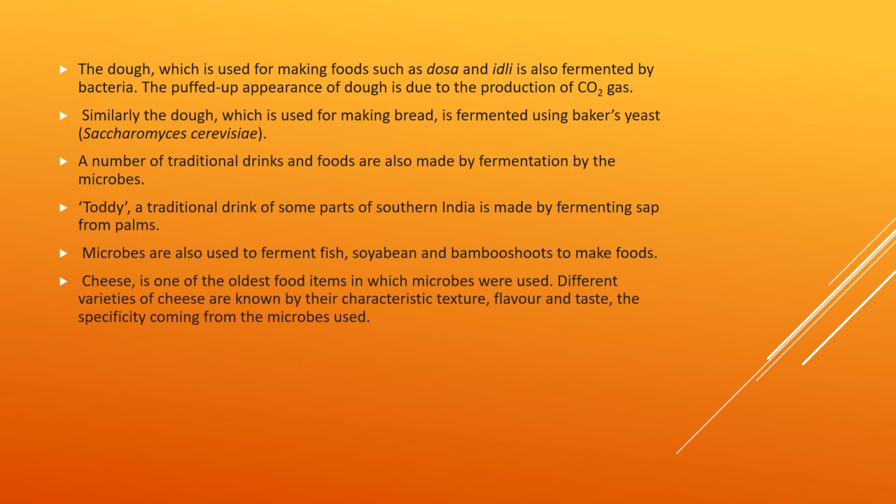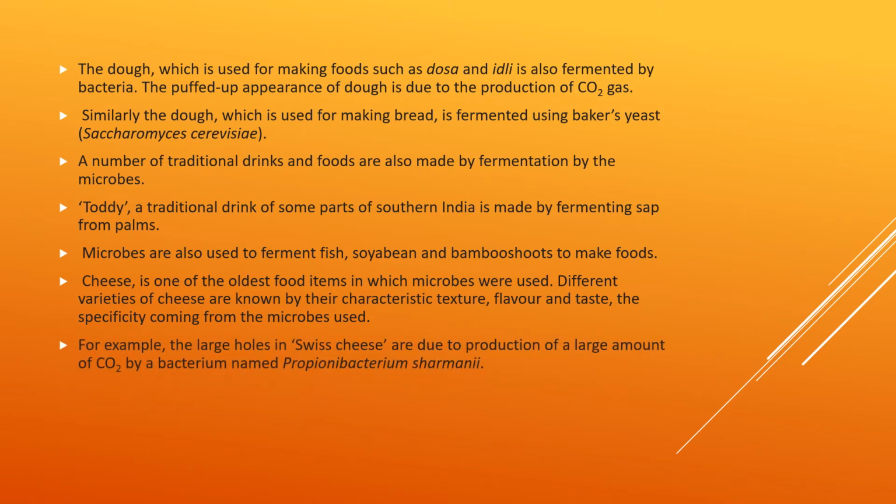Different varieties of cheese are known by their characteristic texture, flavor, and taste, the specificity coming from the microbes used. For example, the large holes in Swiss cheese are due to the production of a large amount of carbon dioxide by a bacterium named Propionibacterium shermanii. The Roquefort cheese is ripened by growing specific fungi on it, which gives it a particular flavor.